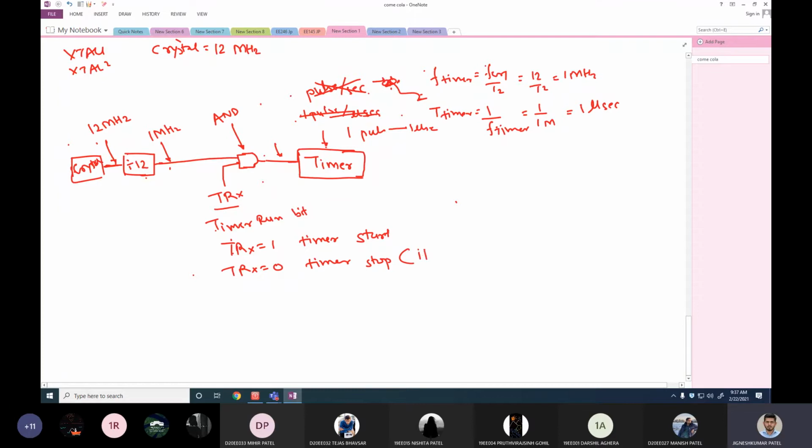It stops incrementing. Okay. Why will it stop? Because what you get at the output here, when this bit is 0, you'll get 0. That's why it will stop. That's why it is not going to count anything.